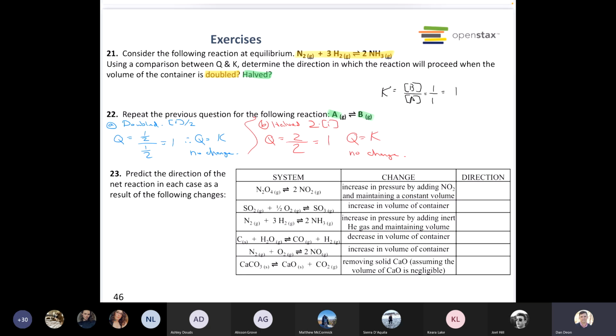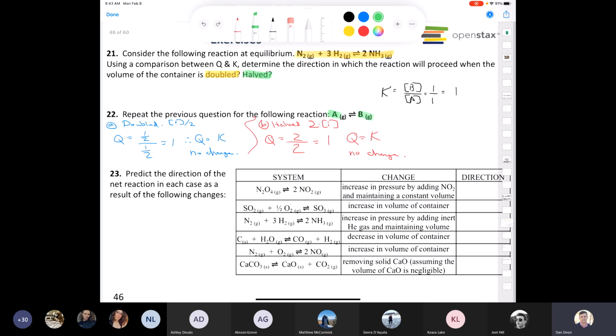Absolutely. Thanks, Sierra. Sierra's got it. Yeah, it's going to shift to the left. All Sierra said was this: look, Mr. Dion, you're increasing the concentration of the product. So in order to reestablish equilibrium, your Q would be too high in this case, right? It'd be higher than K, so it has to shift towards the reactants to reestablish equilibrium. Let's try the next one.